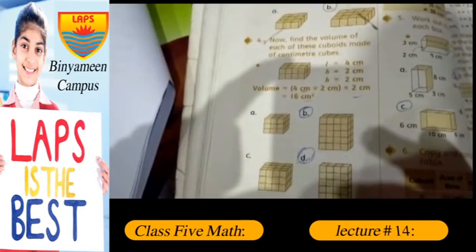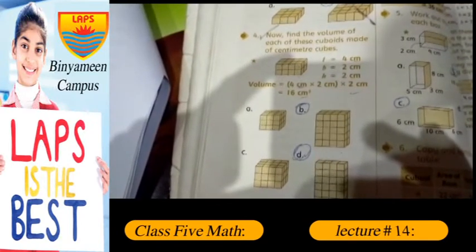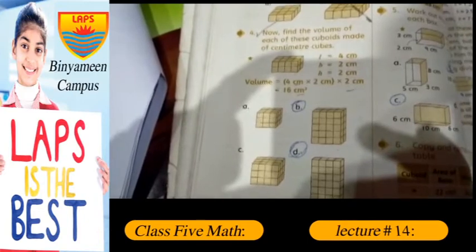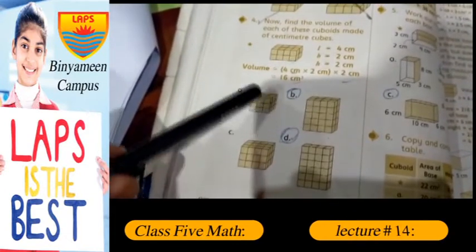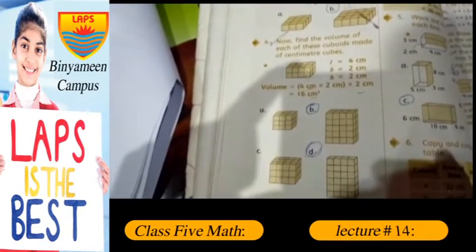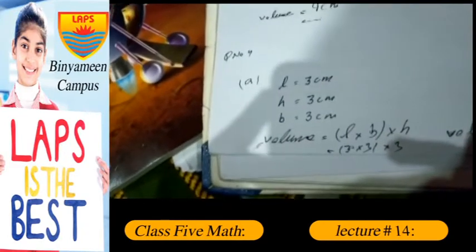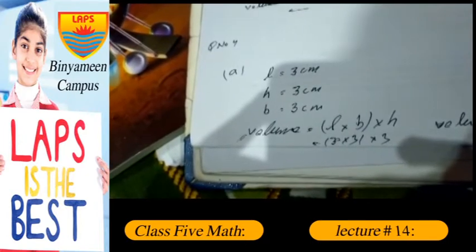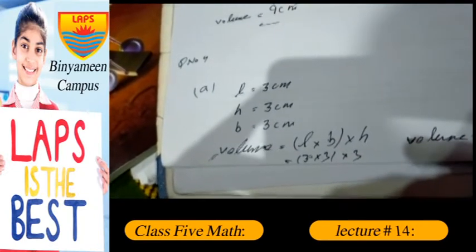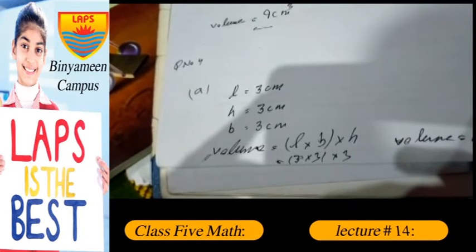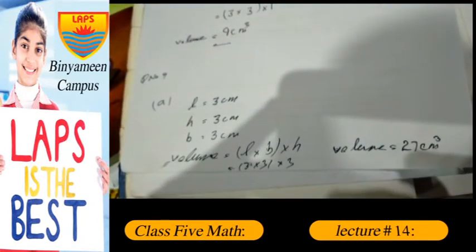Question number 4. Now find the volume of each of these cuboids made of centimeter cubes. Now length, breadth and height are given. Then find the volume. Again count these blocks. 1, 2, 3. Then 1, 2, 3. Then breadth 1, 2, 3. Question number 4, part A done for you. Length is equal to 3 centimeter, height 3 centimeter, breadth 3 centimeter. Volume is equal to length multiplied by breadth multiplied by height. Then 3 multiplied by 3 multiplied by 3, the answer we got is 27 centimeter cube.